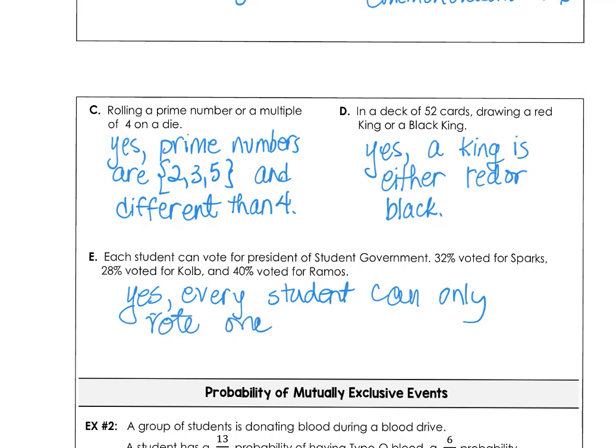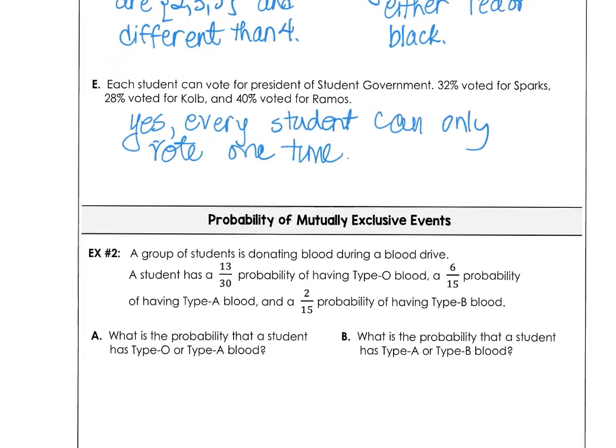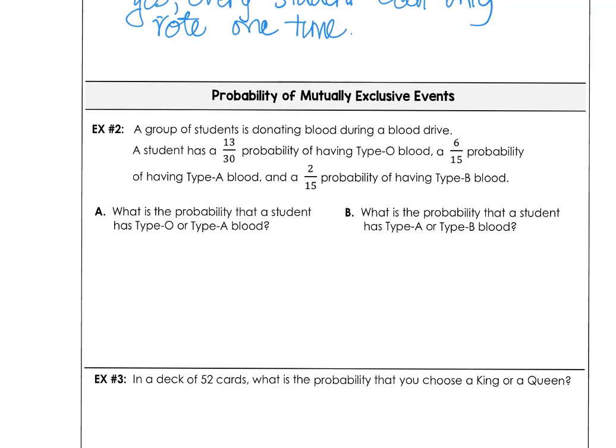And next we're going to look at probability of mutually exclusive events. In example 2, a group of students is donating blood during a blood drive. A student has a 13 out of 30 probability of having type O blood, a 6 out of 15 probability of having type A blood, and a 2 in 15 probability of having type B blood. What is the probability that a student has type O or type A?